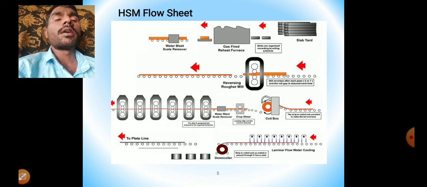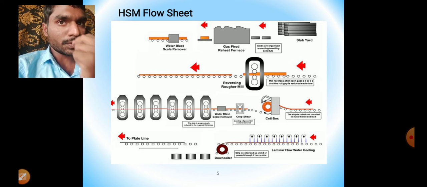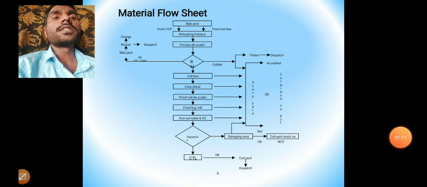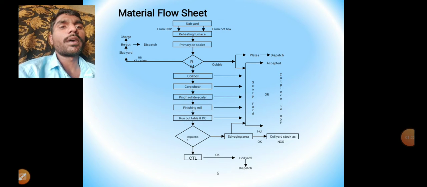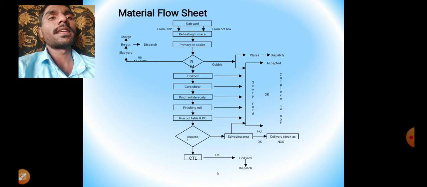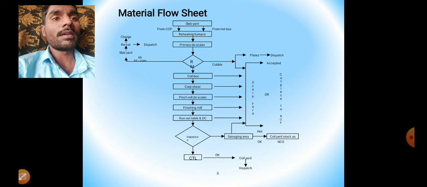This is the HSM flow sheet. The complete process takes place here. This is the material flow sheet, graphically represented by the slabs and the coil. The hot box means slabs are stored, moved by electrical grids. Then the reheating furnace, primary descaling, and the charging of slabs.